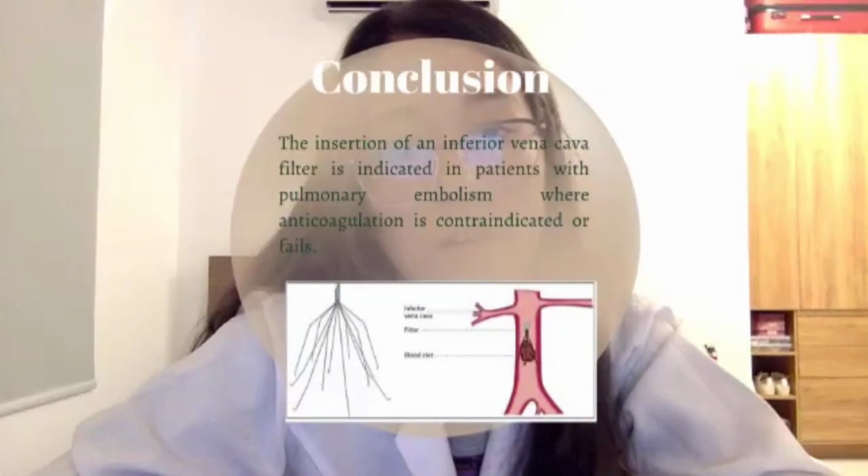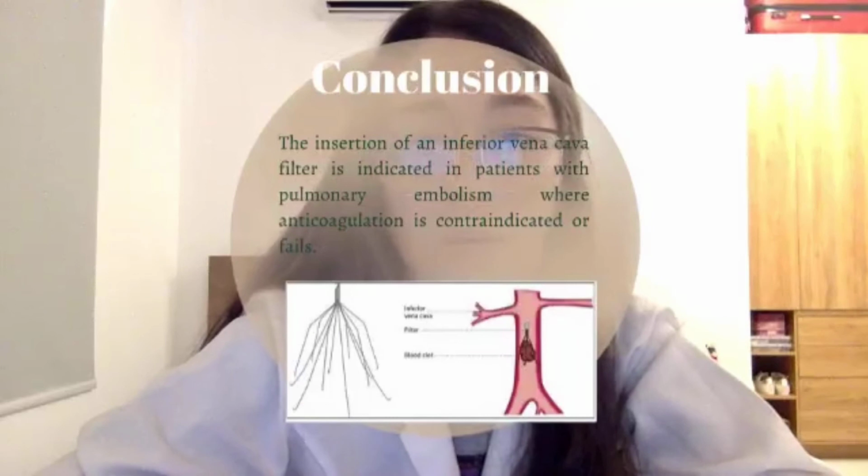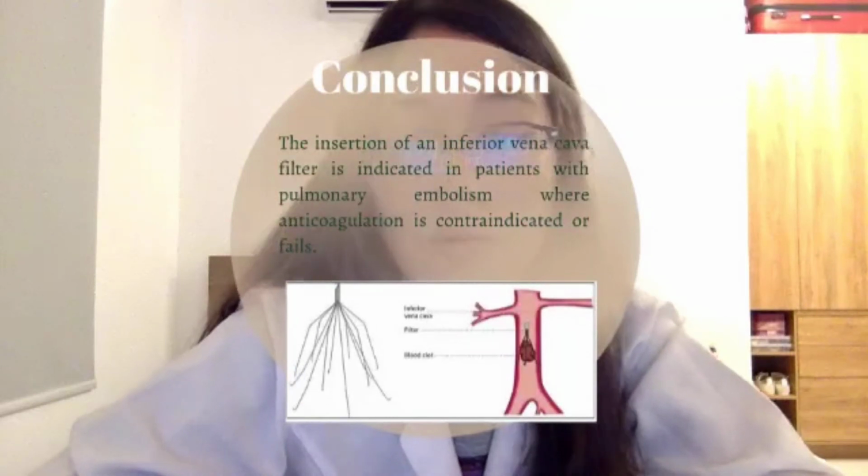Conclusion: the insertion of an inferior vena cava filter is indicated in patients with pulmonary embolisms where anticoagulation is contraindicated or fails.